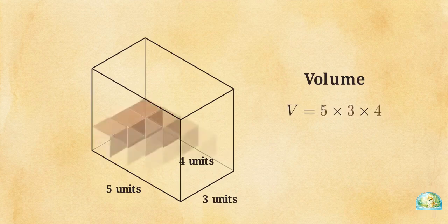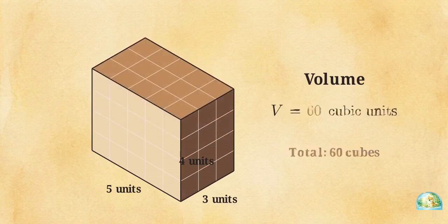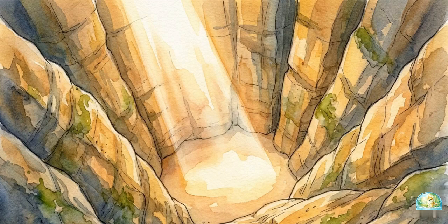Volume equals length times width times height. We substitute the edge dimensions, 5 times 3 times 4. The total volume is 60 cubic units. Measuring the outside edges tells us exactly how many cubes would fit inside the space. Mossback has a third chamber, and there is a way to find its volume even faster.